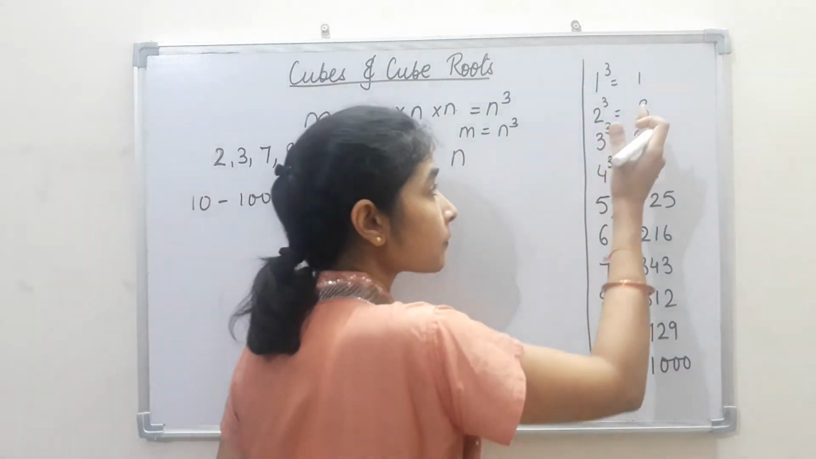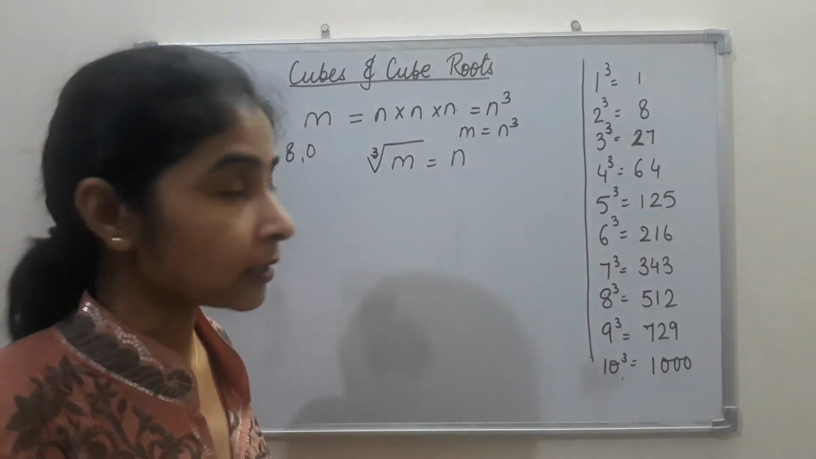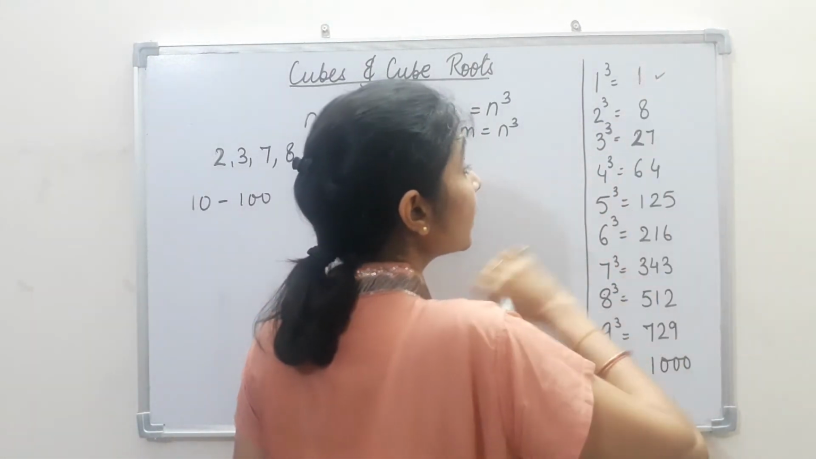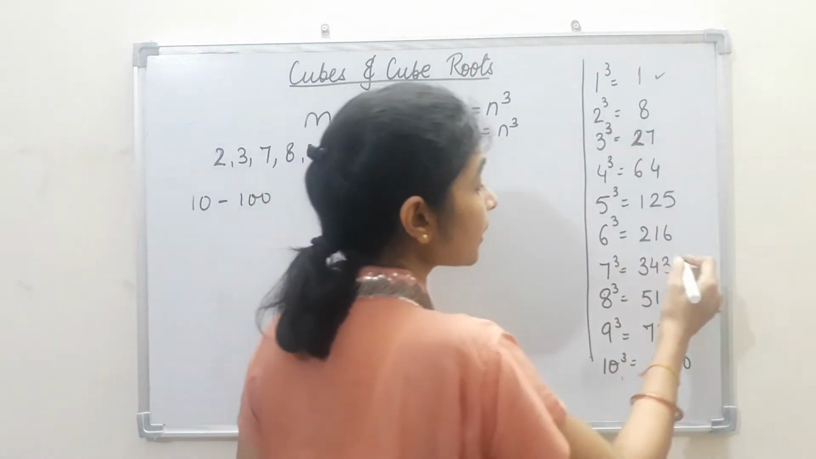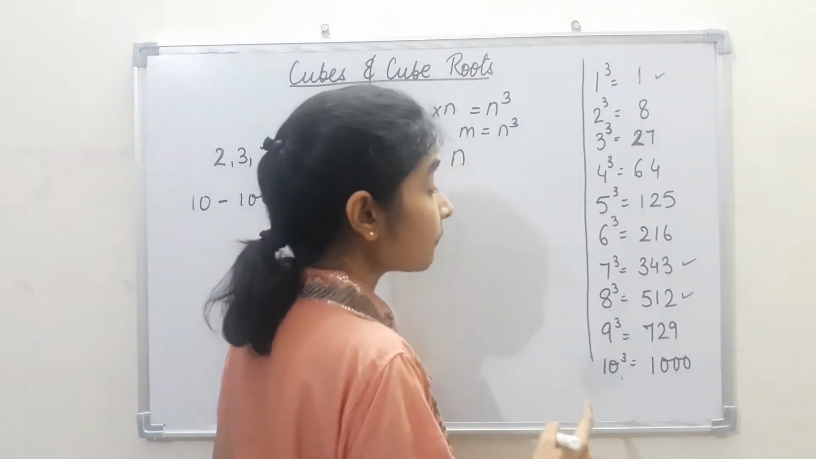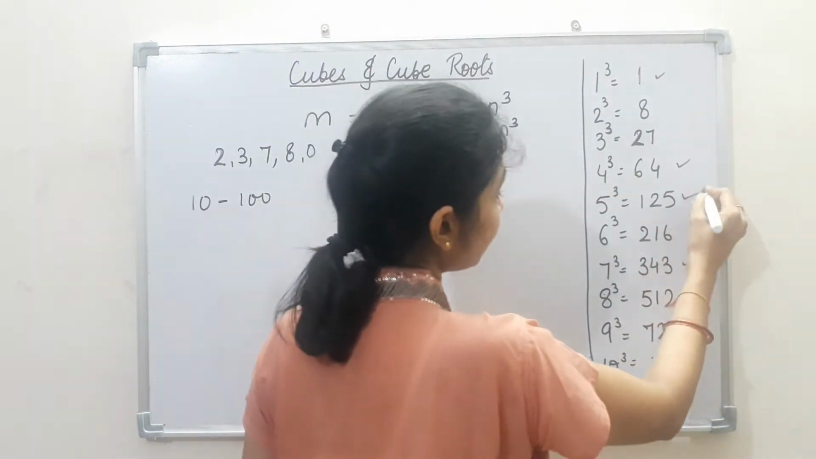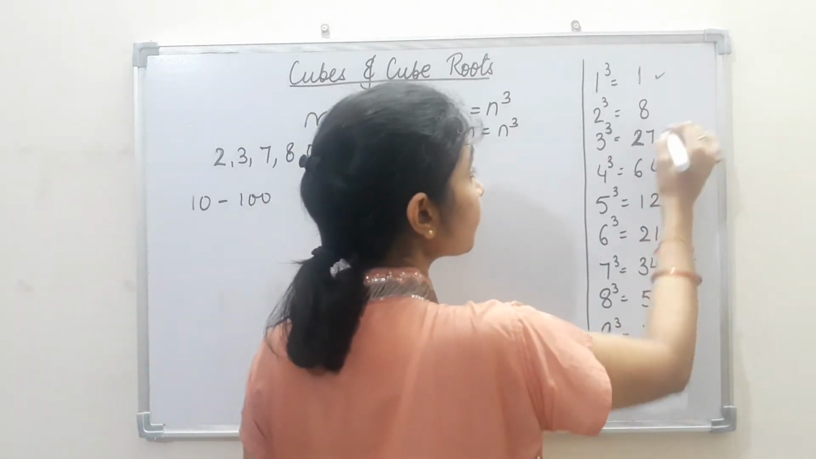Now observing the units place digit in the cubes of all the numbers. If we see 1, it is in the cube of 1. If we see 2, it is in the cube of 8. If we see 3, then it is in the cube of 7. If we find 4, then it is in the cube of 4. 5 is in the cube of 5. If we see 6, then it is in the cube of 6. 7 is in the cube of 3.